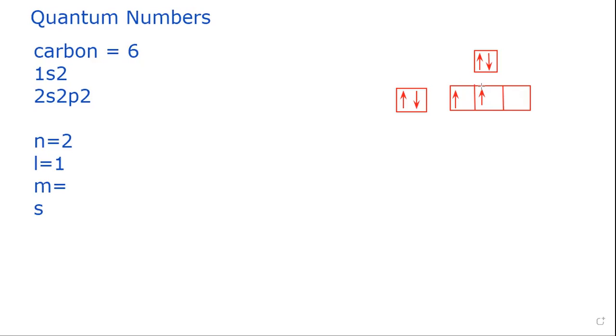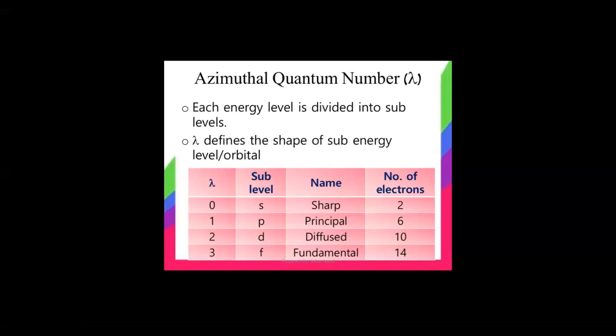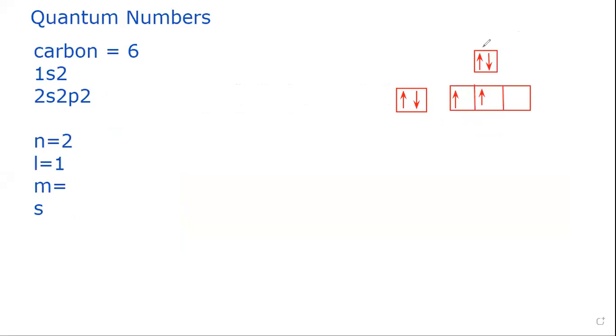Now, let me tell you something. You remember that I told you the sublevels have numbers associated to them. We said that sublevel S is number 0. Sublevel P is number 1. Sublevel D is number 2. Sublevel F is number 3. Now, the orbitals also have numbers. And the center one is always 0.